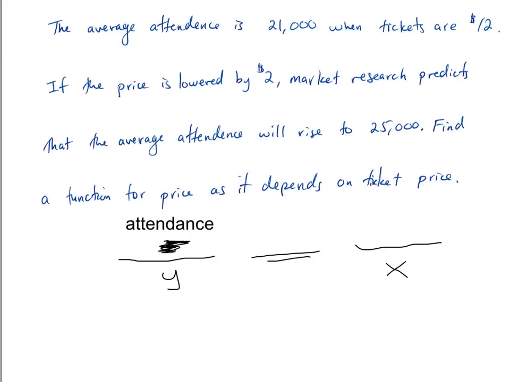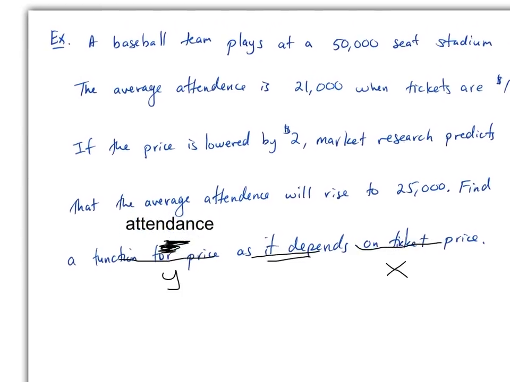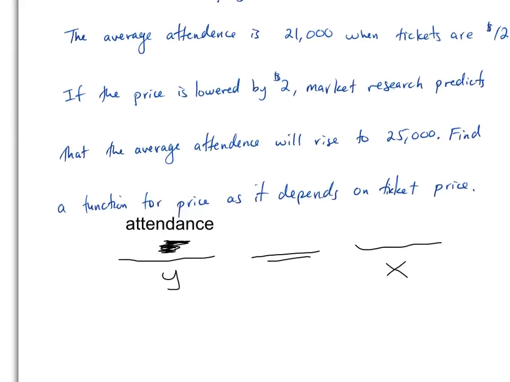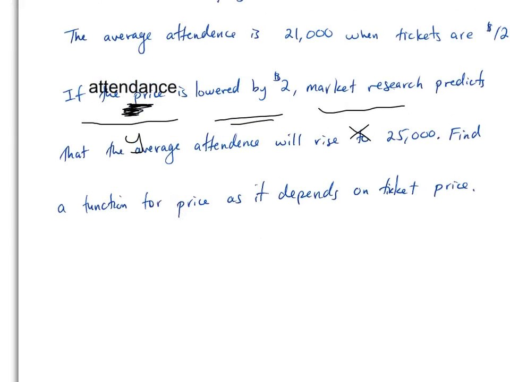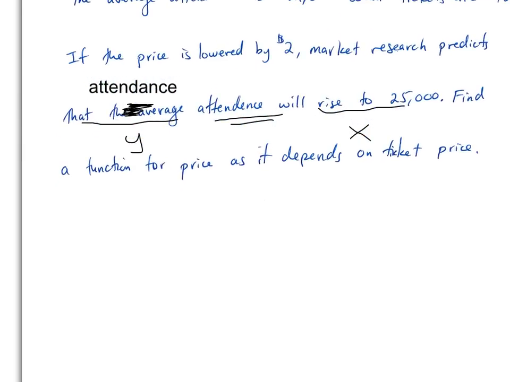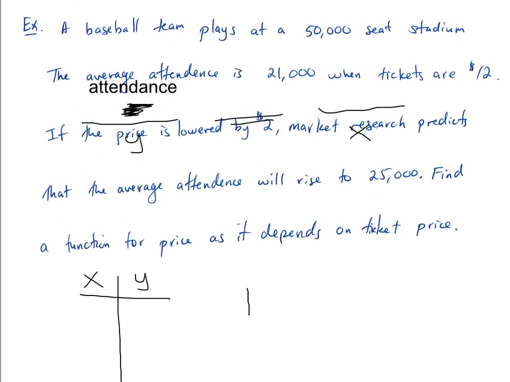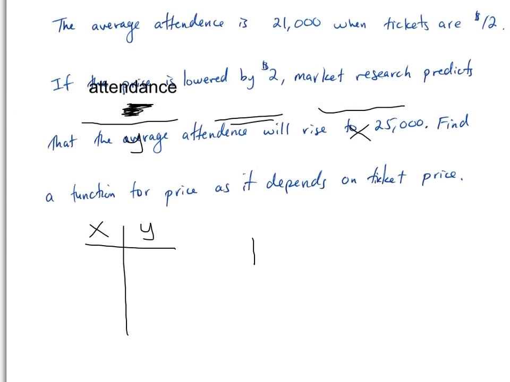So let's create a little table. And let's put in what we know. So if we're reading above, we are told that average attendance is 21,000 when tickets are $12. So we'll put that into our table.